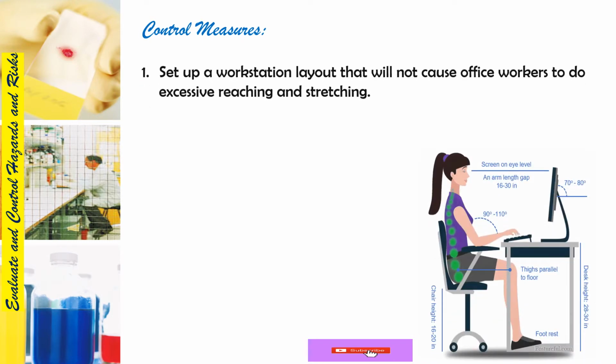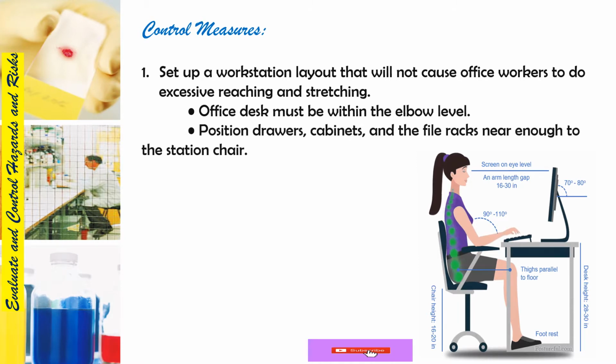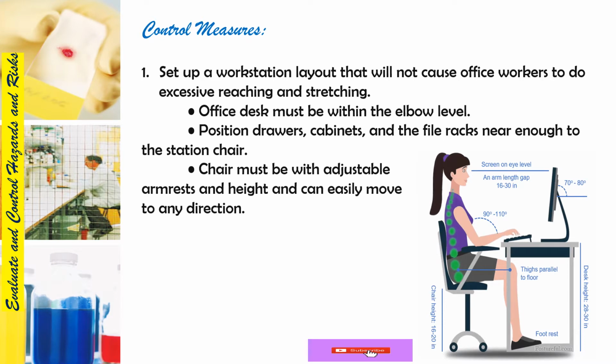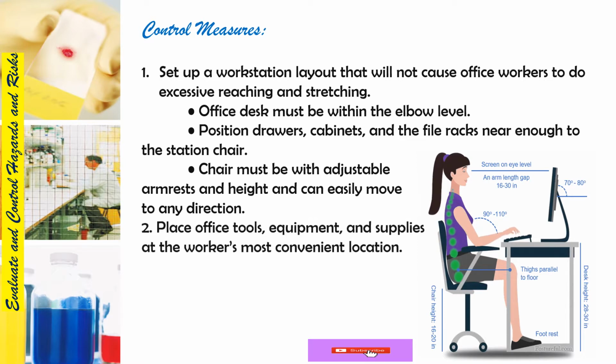So these are the control measures for ergonomic hazard. First, set up a workstation layout that will not cause office workers to do excessive reaching and stretching. Office desk must be within the elbow level. Position drawers, cabinets, and file racks near enough to the station chair. Chair must have adjustable armrest and height and can easily move in any direction.